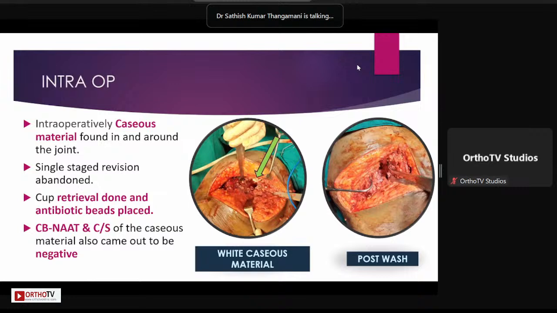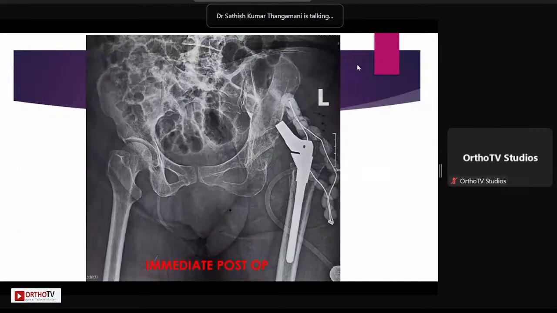But to our surprise, intraoperatively, we found a lot of white caseous material, and so we didn't want to proceed with the procedure. Hence we took a biopsy of all the white caseous material, which is indicated by the arrow, and we also sent them for culture sensitivity and the CBNAAT. We were only able to retrieve the cup, and we kept antibiotic beads just for safety, and then we abandoned the procedure.